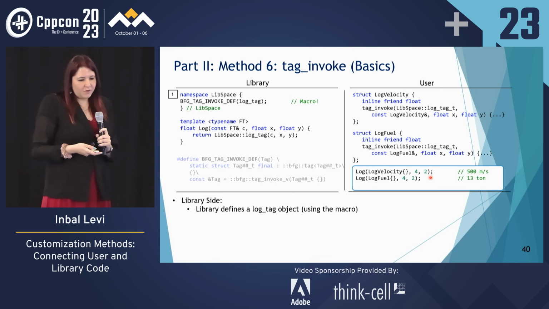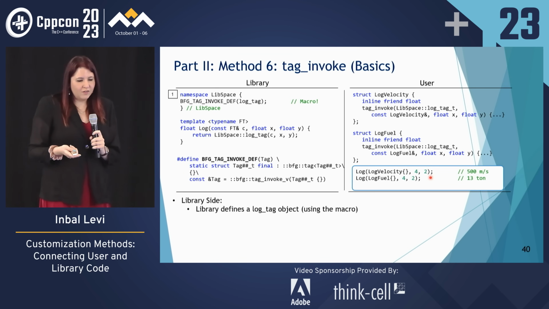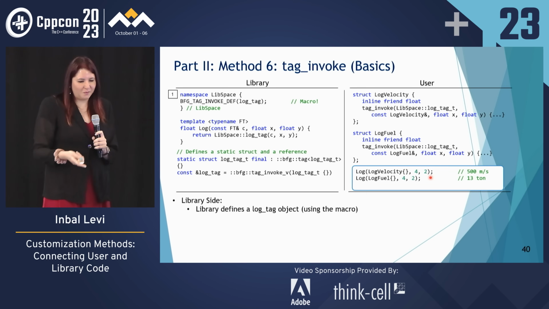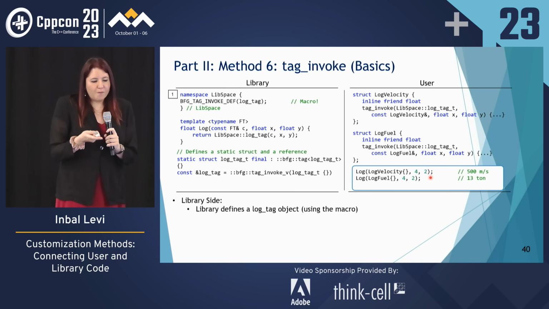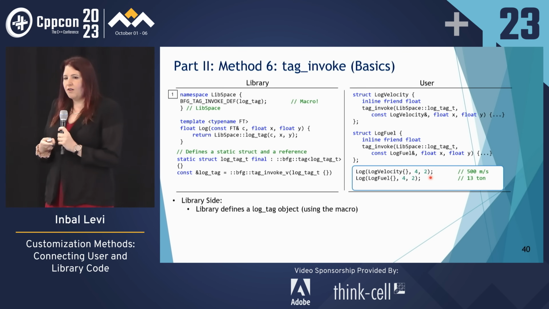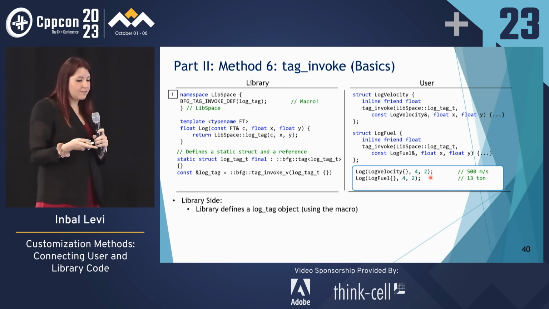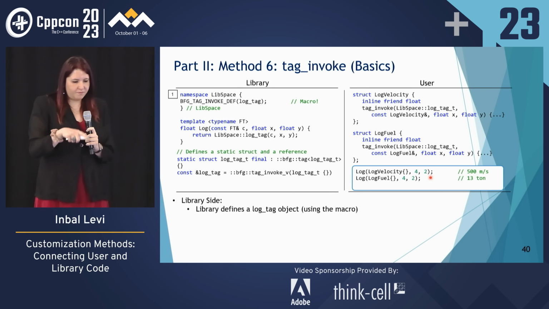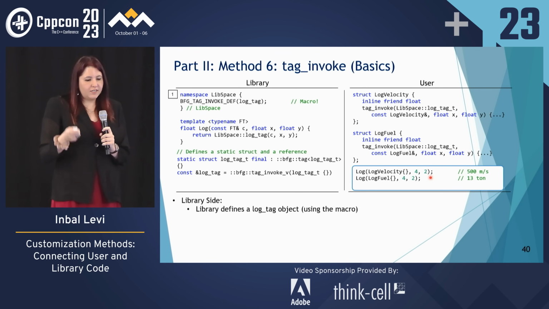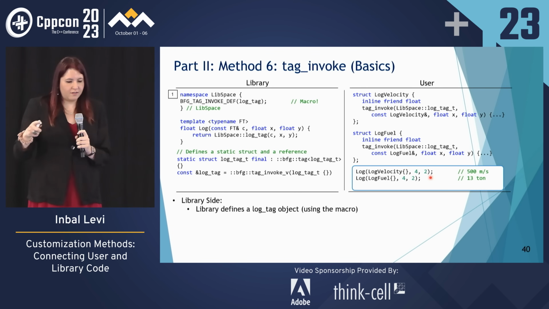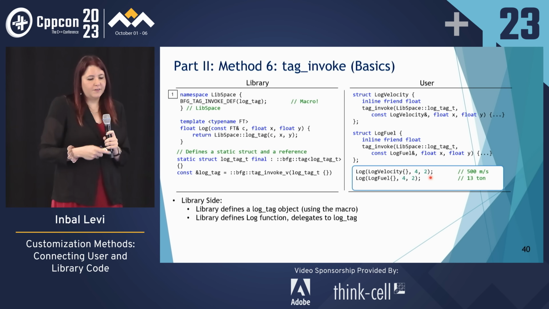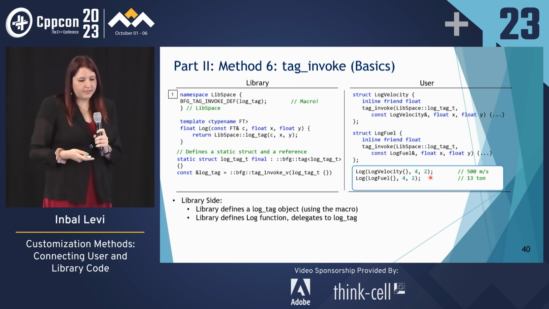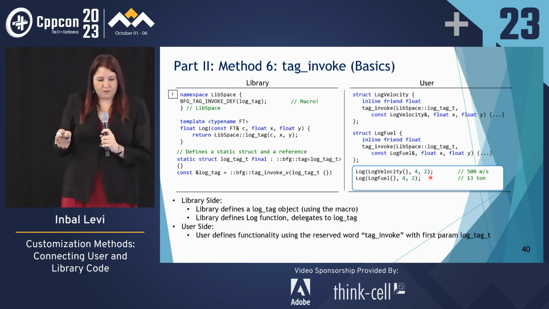And this is a macro that we're going to see soon what it opens to. So let's vanish the macro thing and just see what we get. Very similar to what we saw for customization point objects. We're trying to capture the name. So we're defining this static struct, and we're returning what we want. And we now delegate to this log tag. So let's see how it works.